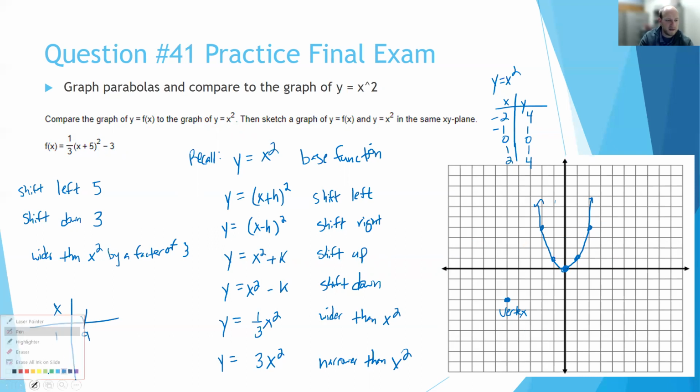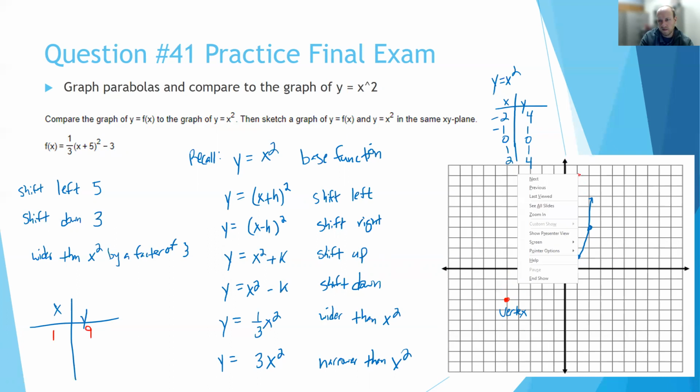So in our graph, actually, let me do this one in red. Let me erase that vertex as well. So the new vertex was left 5, down 3. And I just had a point: if x is 1, y is going to be equal to 9. So 1, 1, 2, 3, 4, 5, 6, 7, 8, 9. Oops. Okay, and I think that works.